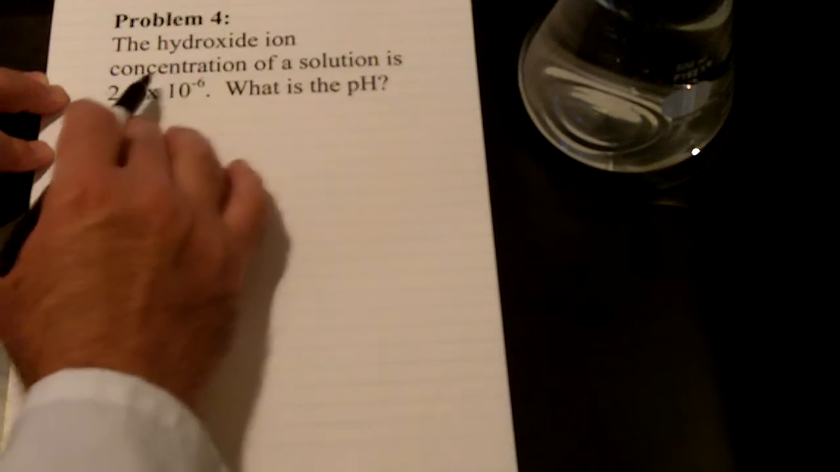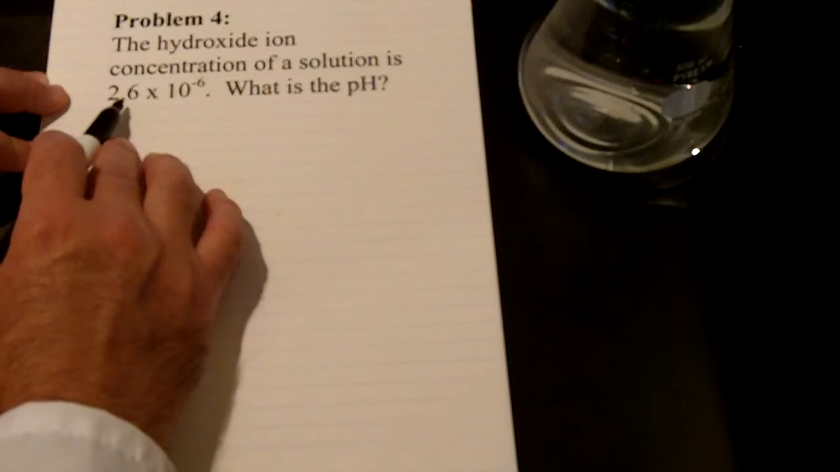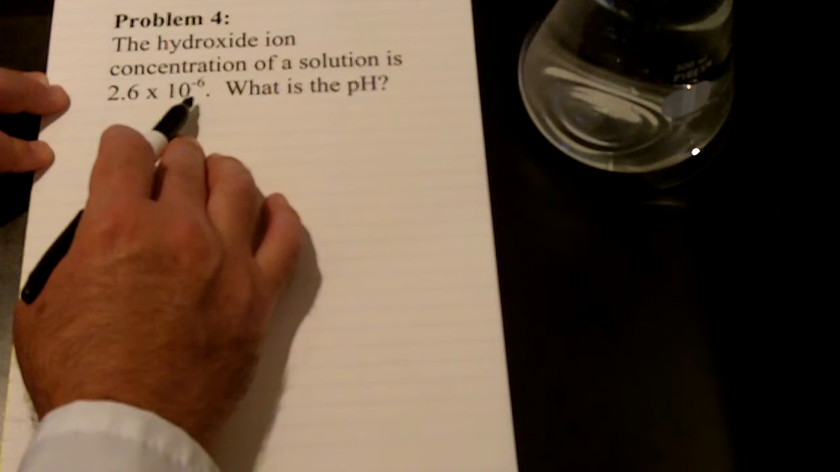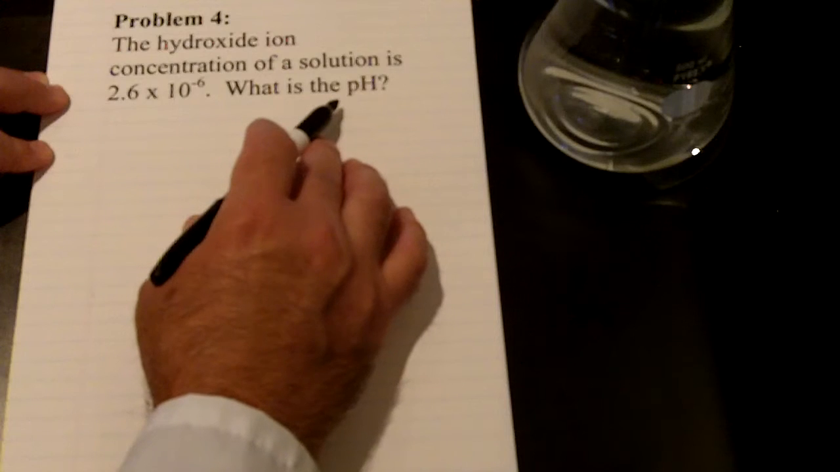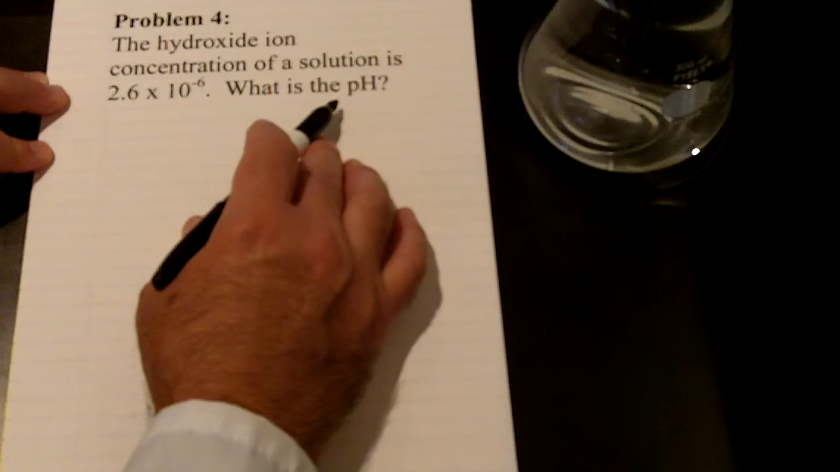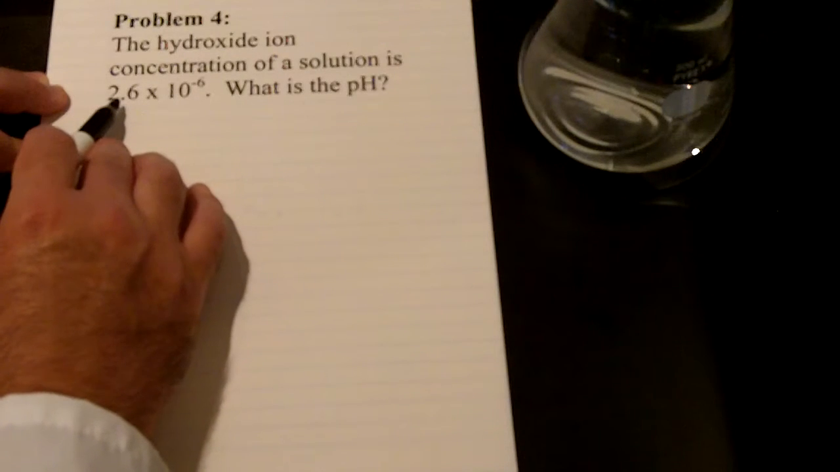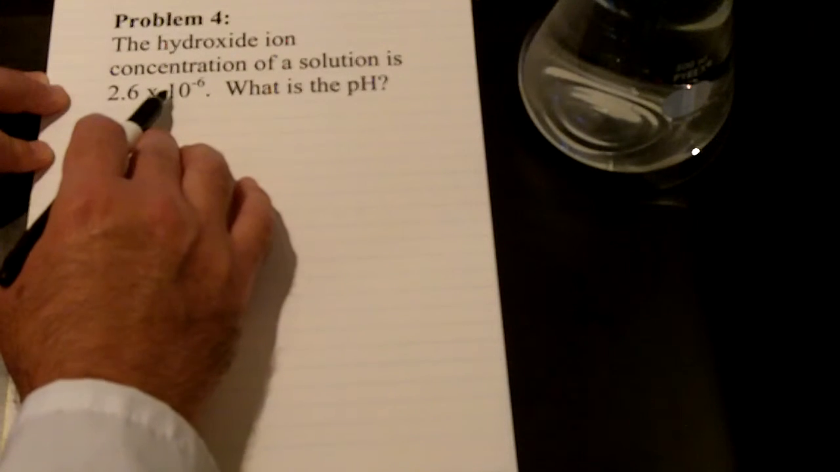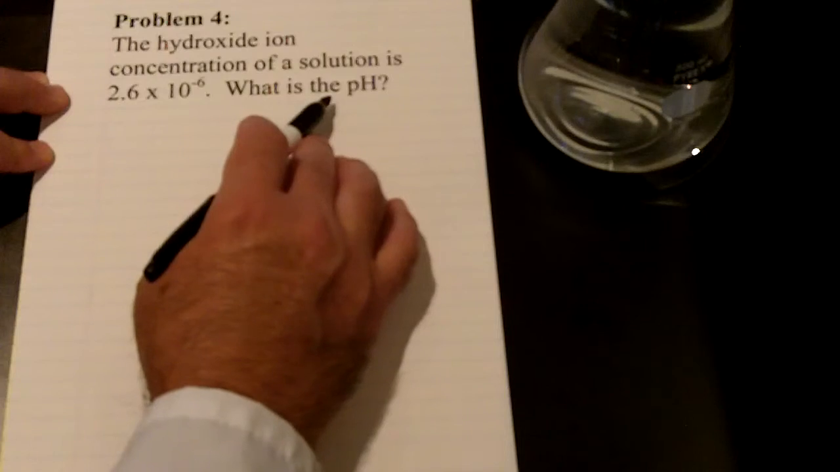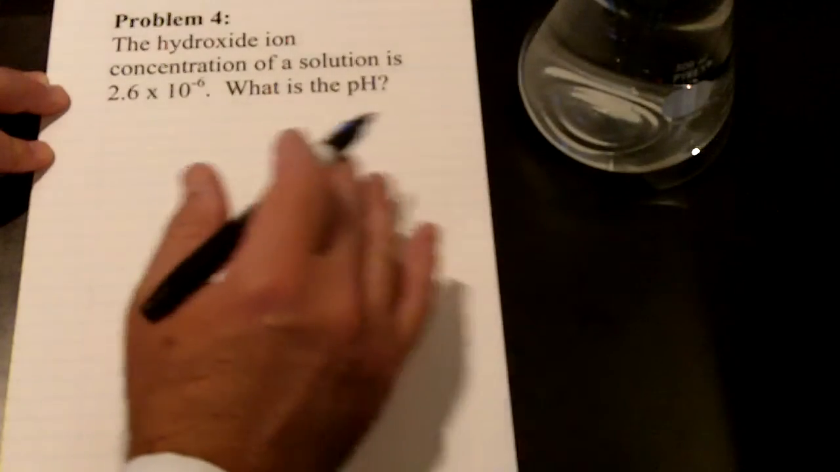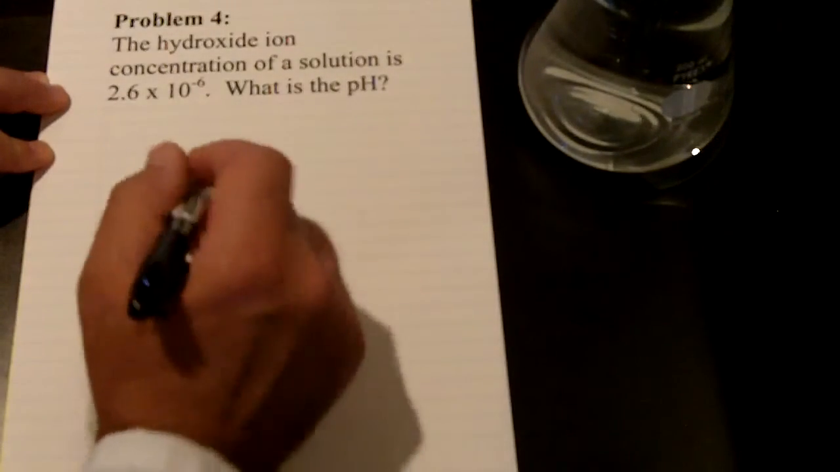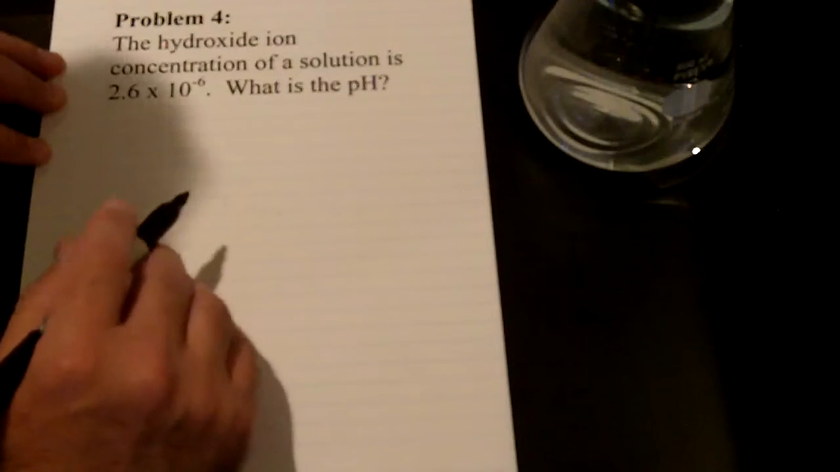It says the hydrogen ion concentration of a solution is 2.6 times 10 to the negative 6, and what we want to know is the pH. Now we're going to have to use a calculator this time because this is not 1 times 10 to the minus 6. Had it been 1.0 times 10 to the minus 6, that would have been a simple problem because the pH would have simply been 6 and it would have been all over. But we're going to have to use the calculator at this point, and it's not a problem at all.